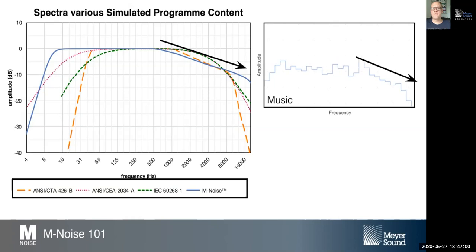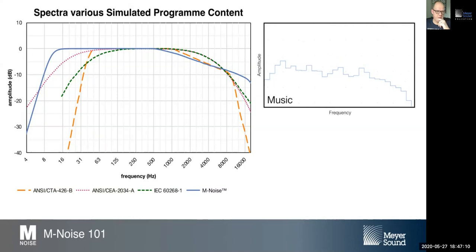So that is something that has been around for some time. There are several test signals out there that show the same trend, which is also true for M noise. But what was discovered during the research conducted at Meyer Sound is that even though the average values roll off at mid and high frequencies, the peaks remain virtually constant in level.